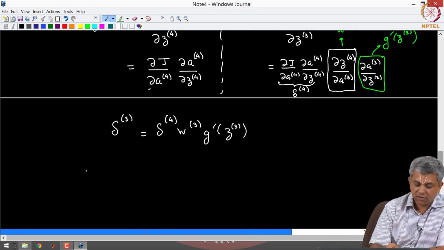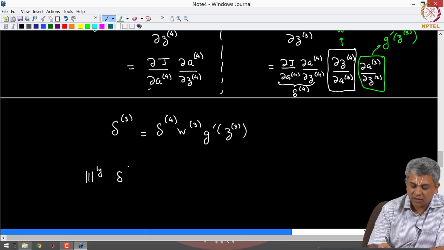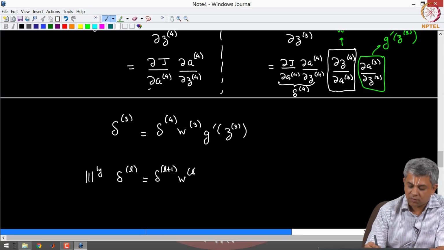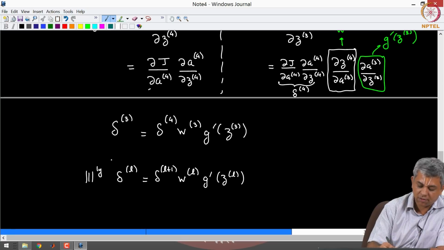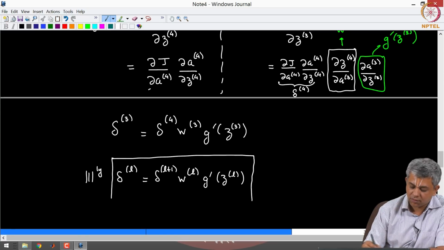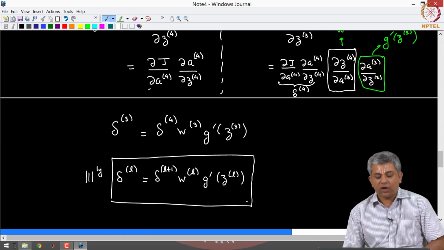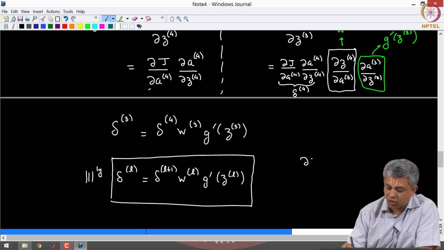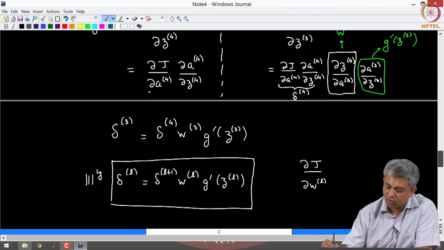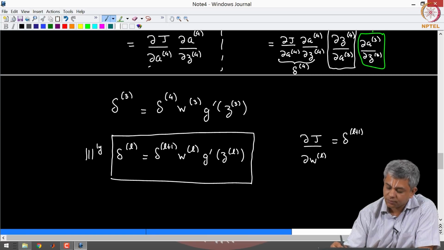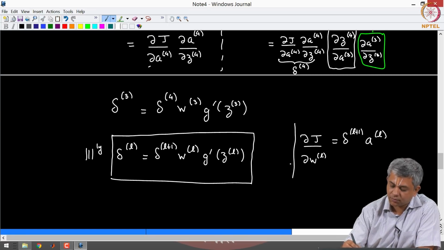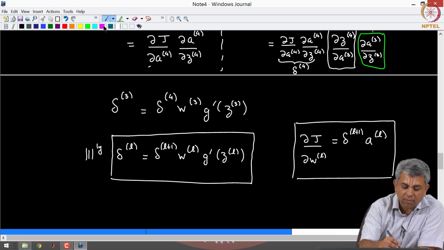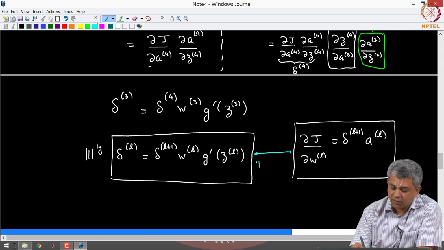It turns out that similarly delta L is equal to delta L plus 1 W L, times g prime of z L. If you combine this with the other expression we had, which was del j del w l, let us go back to that expression here, is equal to delta L plus 1 A L. These two combined give us the back propagation algorithm.